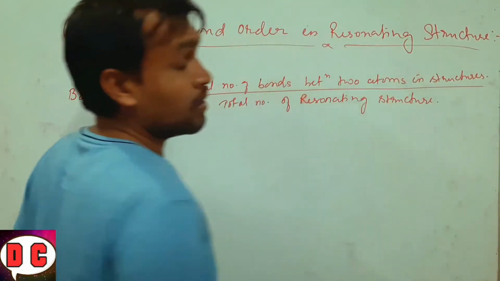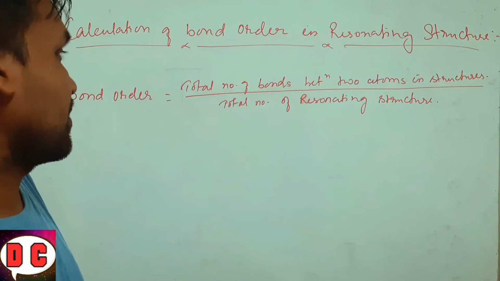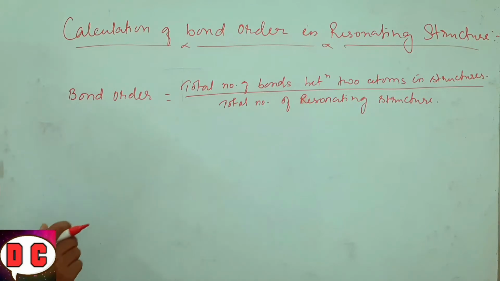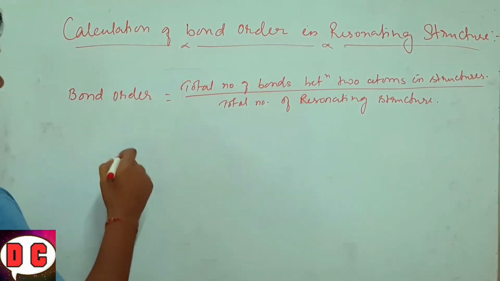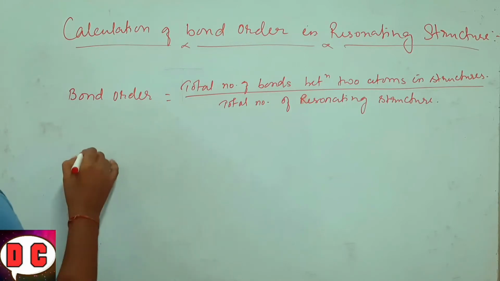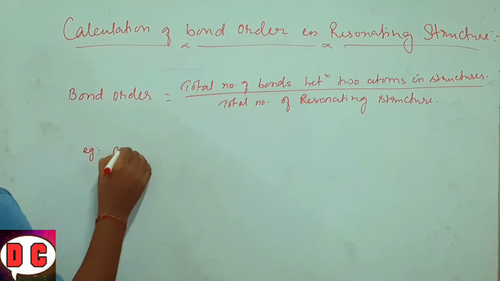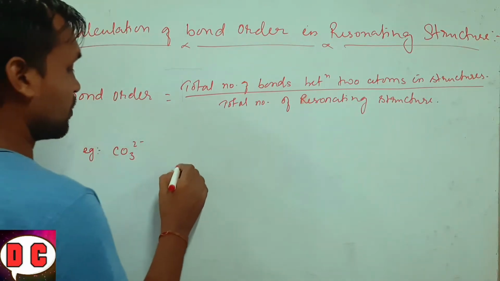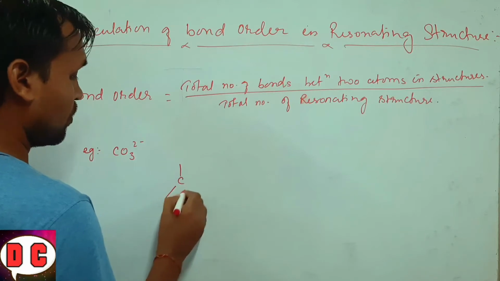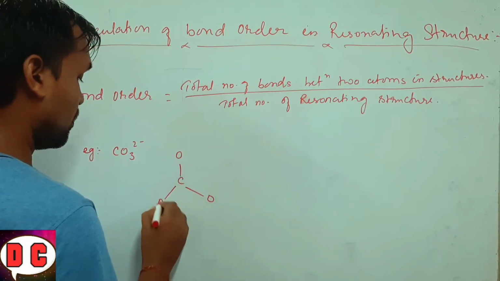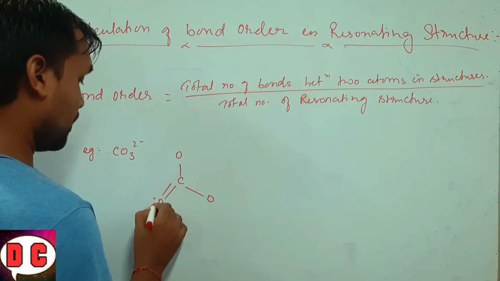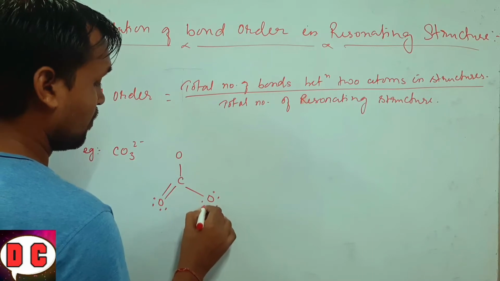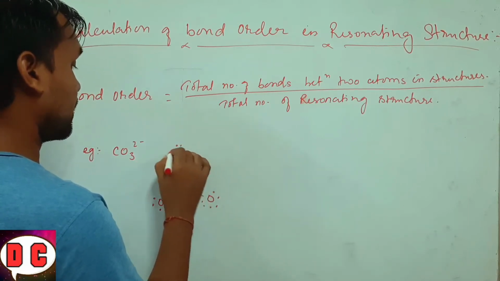So let's try to calculate it. This question is very easy, very simple. Let us try to understand properly. Let's assume, for example, we calculate with the carbonate ion, CO3 2-. If you draw the resonating structure of carbonate, it comes like this: C, O, O, O, and here it will be a double bond, then 4 electrons here, 6 electrons here, and here also 6 electrons, right?